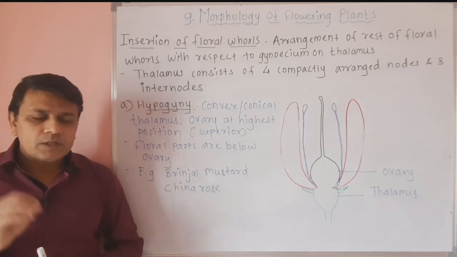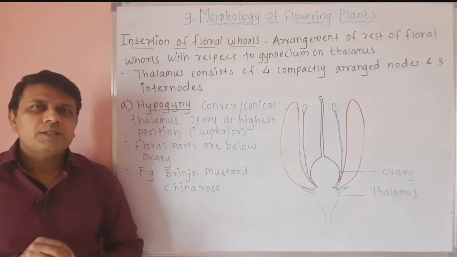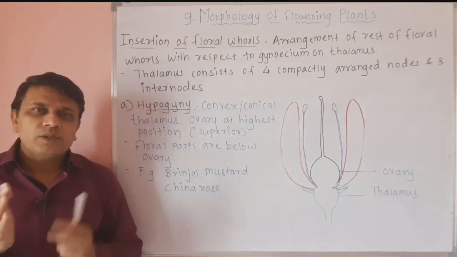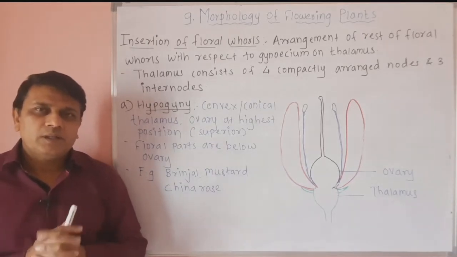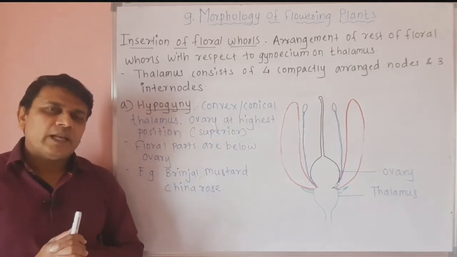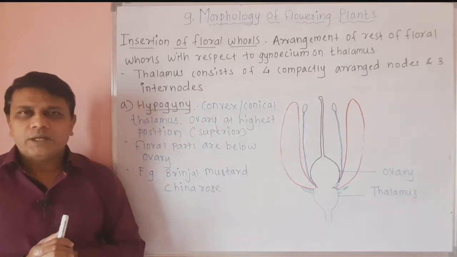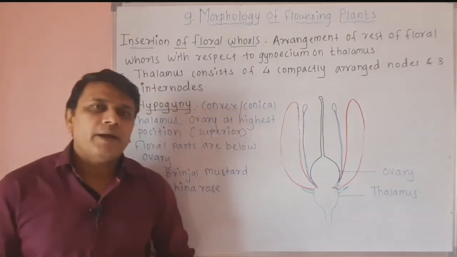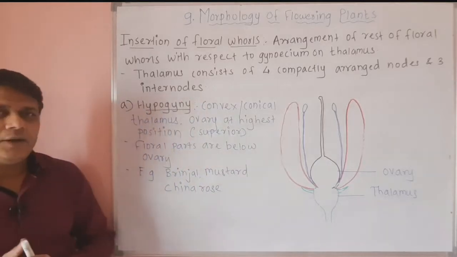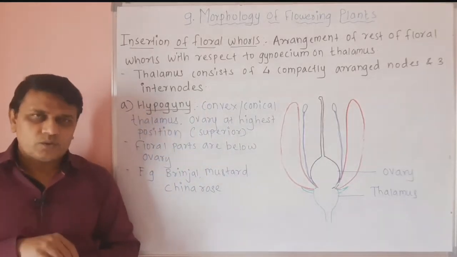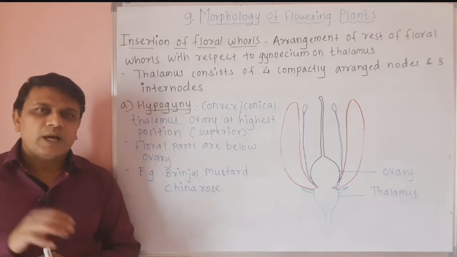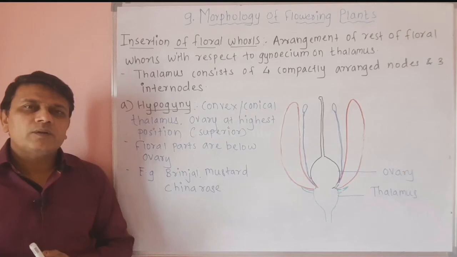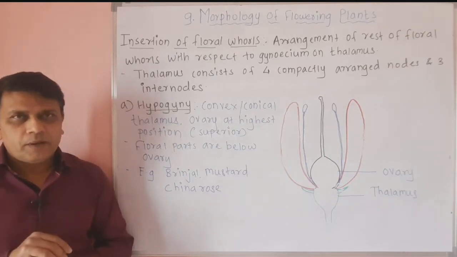Now, insertion of floral whorls means it is the arrangement of androecium, then corolla and calyx with respect to gynoecium on the thalamus. Now, you know that thalamus is the enlarged tip of the pedicel and it consists of 4 compactly arranged nodes and 3 internodes. So, on these nodes, the floral whorls are arranged. Now, floral whorl means it is a group of similar parts of the flower.